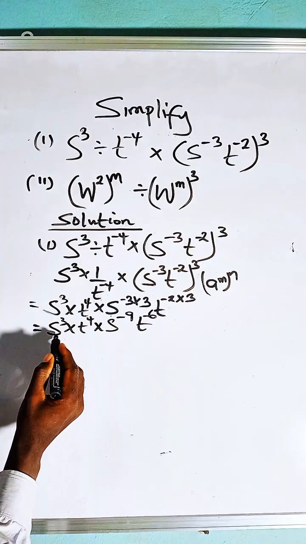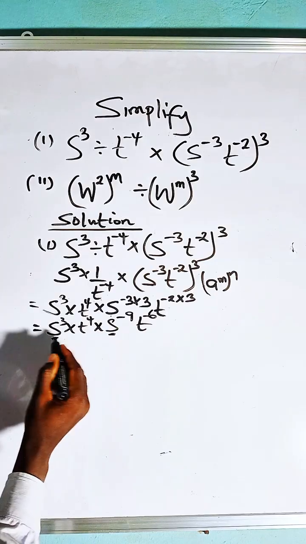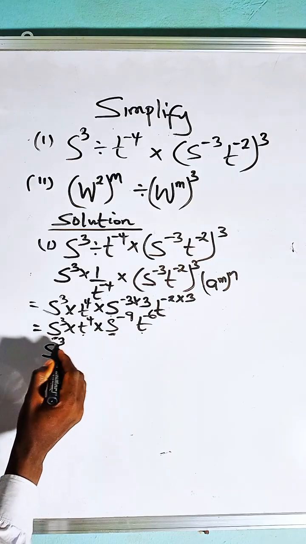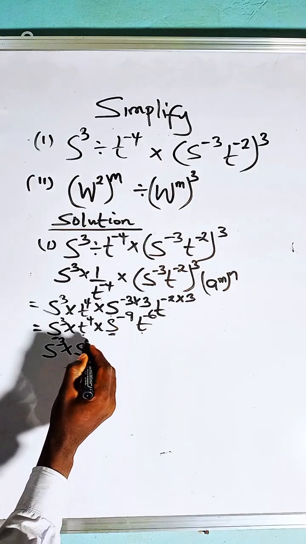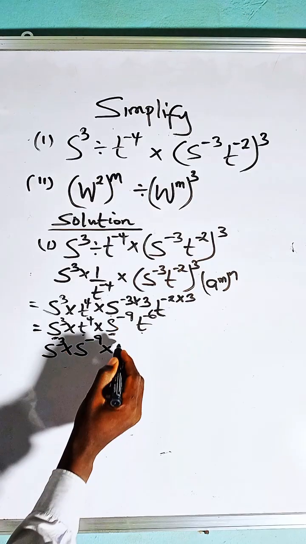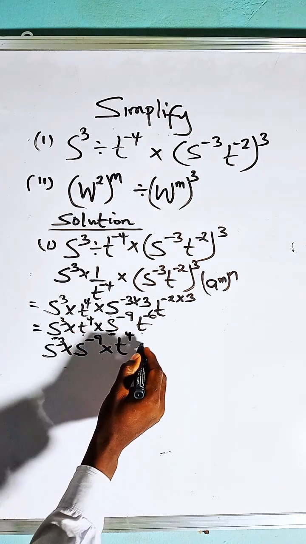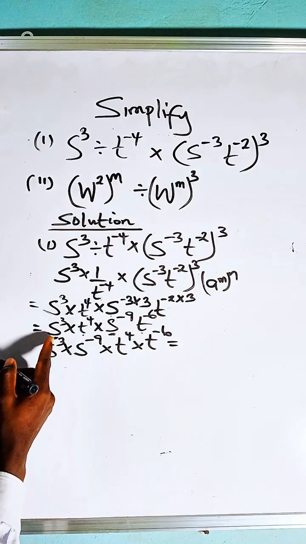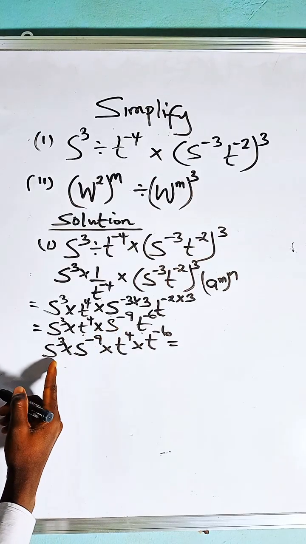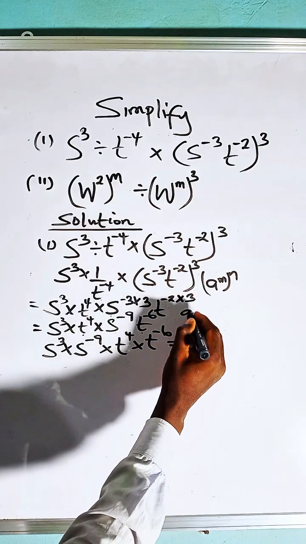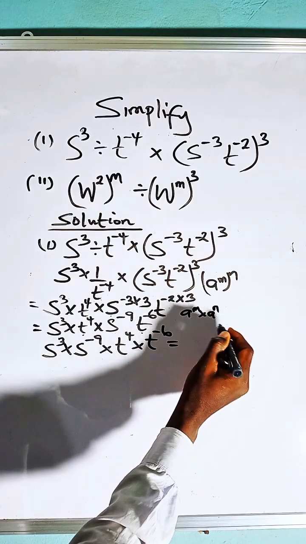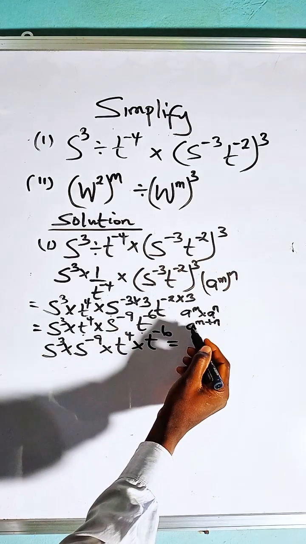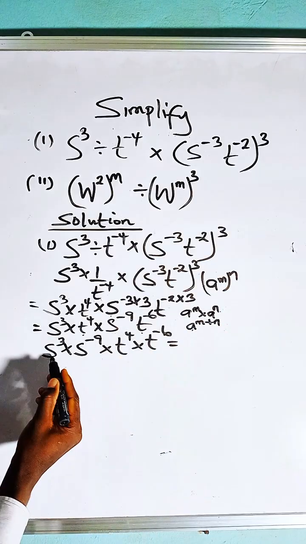Now we can take this together since they are like terms. We can multiply this together since they are like terms. So we have x to the power 3 times x to the power minus 9, times t to the power 4, times t to the power minus 6. At this point we can apply the multiplication law of indices, which says when we are multiplying the same base, we pick out one, we add the power. This is the base, this is the power. So when we have the same base, we pick out one.